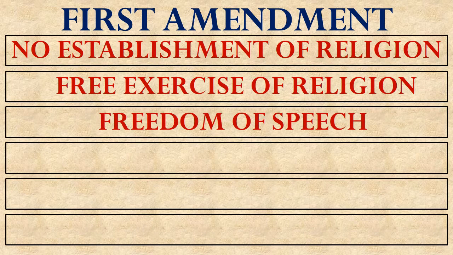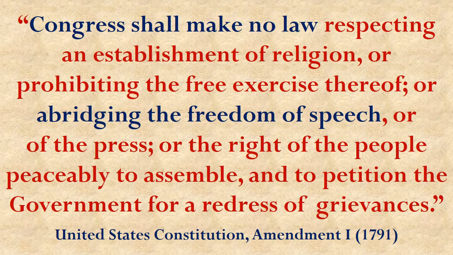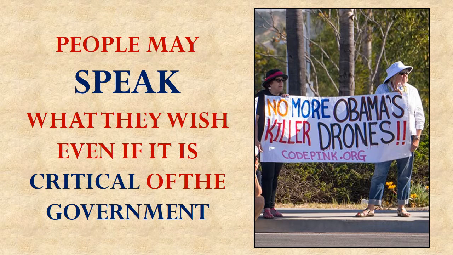The next thing protected in the First Amendment is freedom of speech. Here's the text. Congress shall make no law abridging the freedom of speech. Well, what does that mean? It means that people may speak what they wish, even if it is critical of the government of the United States of America. For example, in this picture here, they can essentially accuse the President of the United States of being a cold-blooded killer, and they can get away with it.